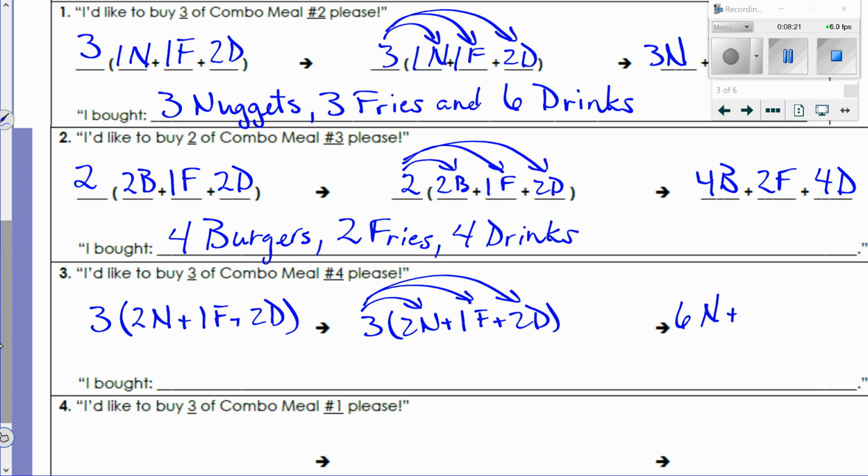I have 3 meals. Each meal has 2 chicken nuggets. That's just 6 nuggets. I have 3 meals with 1 fry each, so I end up with 3 fries. I have 3 meals with 2 drinks each. I end up with 6 drinks. So for my 3 combo meal number 4s, I end up with 6 nuggets, 3 fries, and 6 drinks.